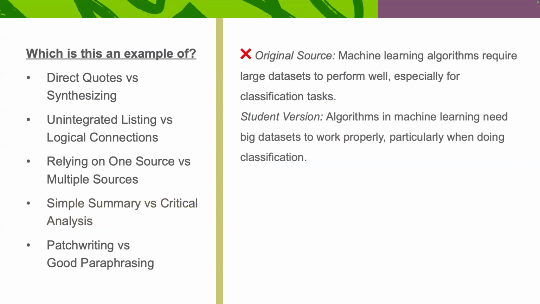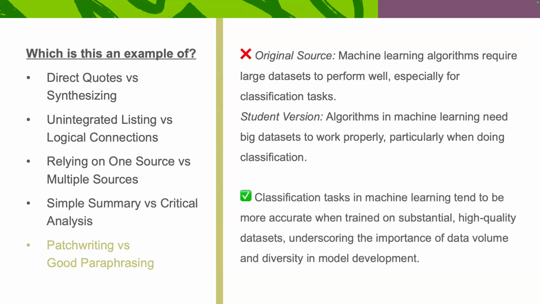Let's do this one too. Let's imagine the original source we found was: machine learning algorithms require large data sets to perform well, especially for classification tasks. And we rewrote it in our paper to say: algorithms in machine learning need big data to work properly, particularly when doing classification. 5, yeah.